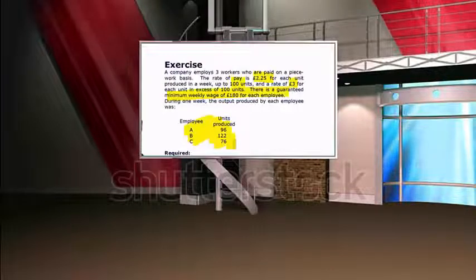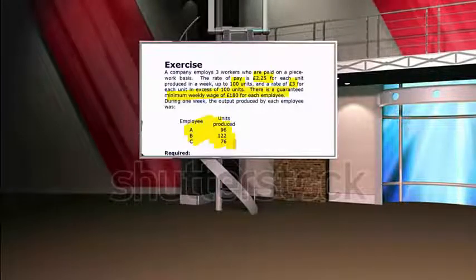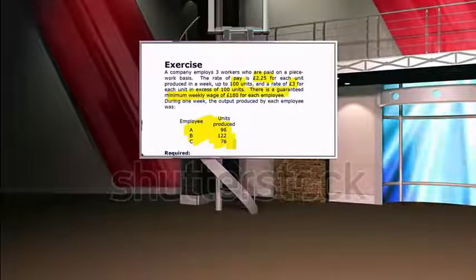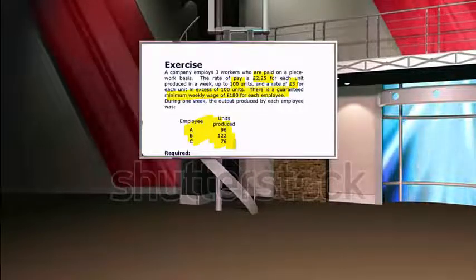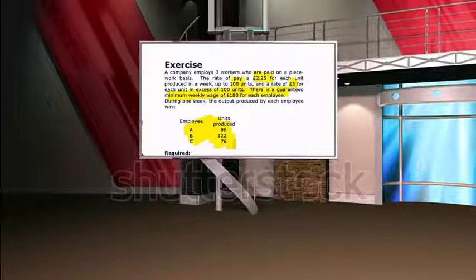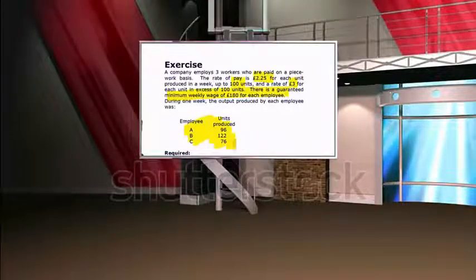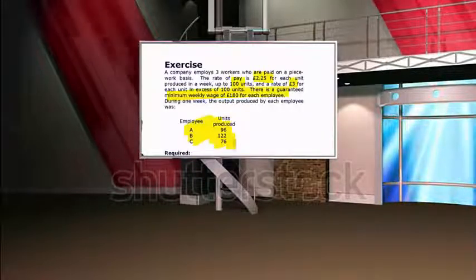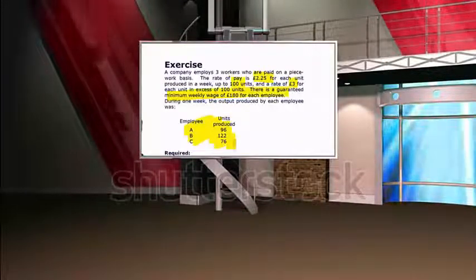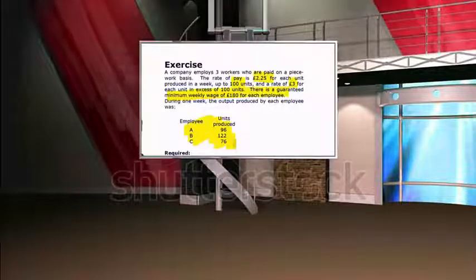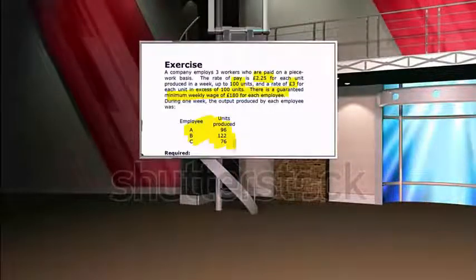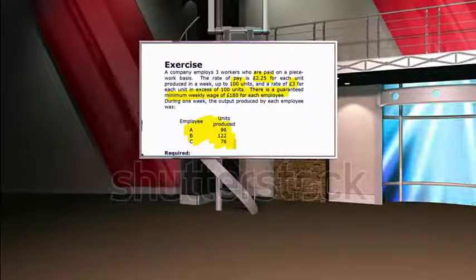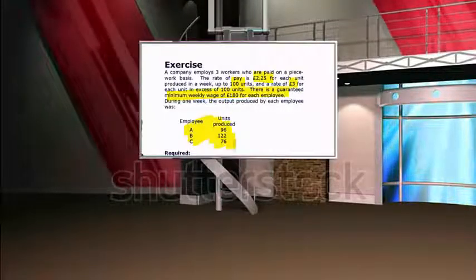So, employee A has produced 96 units, and we've been told they'll get paid $2.25 for the first 100 units. This employee hasn't gone above the threshold, so our lower rate per unit will apply to all 96. So they have earned 96 by $2.25, which is 216.